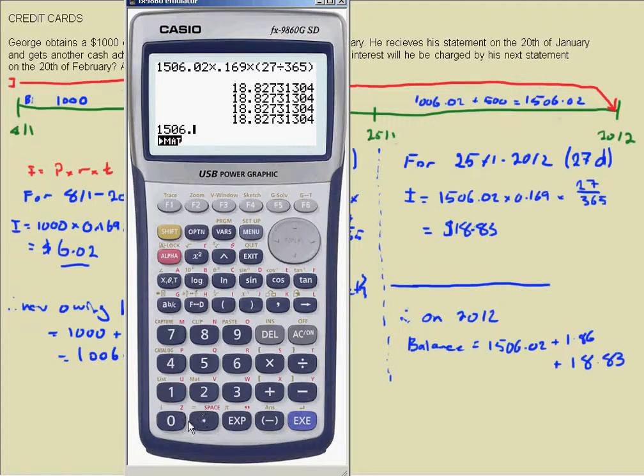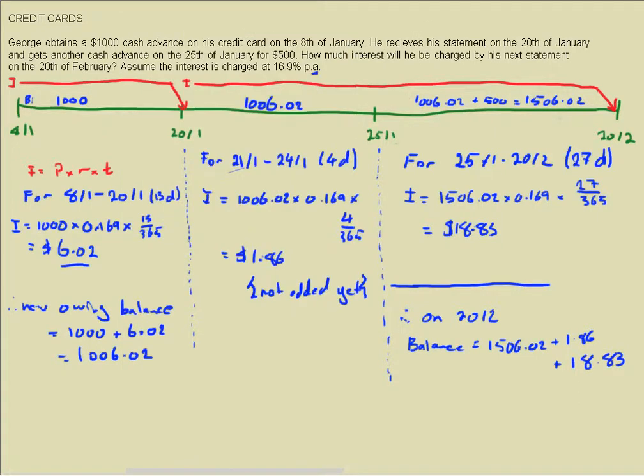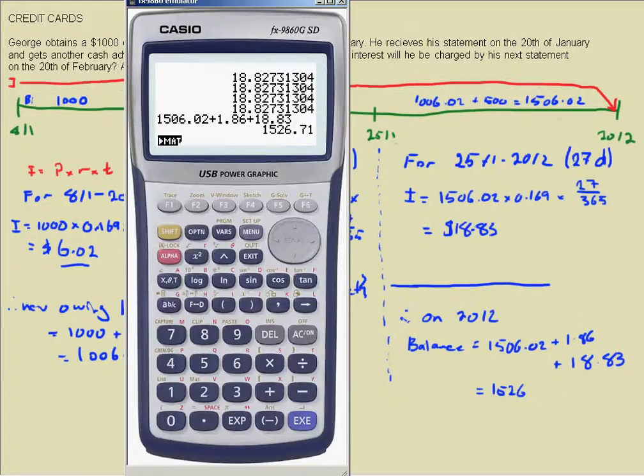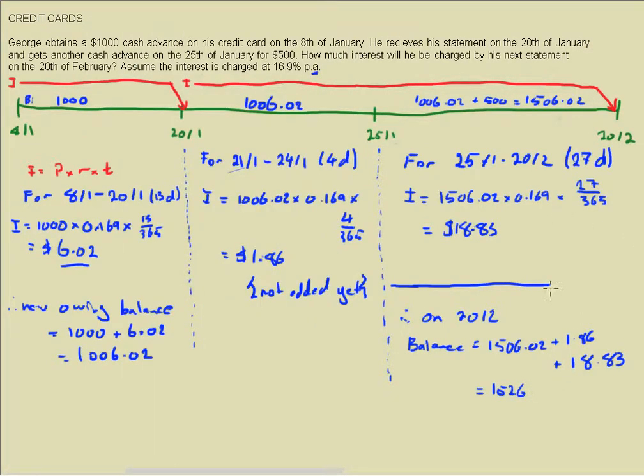So we want 1,506.02 plus $1.86 plus $18.83 is $1,526.71.